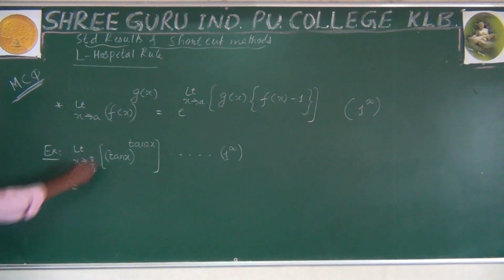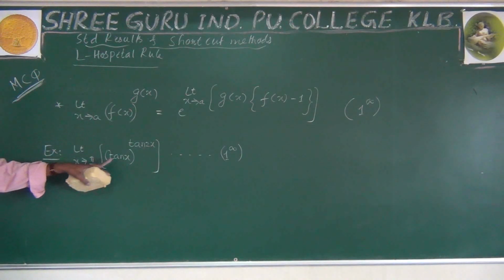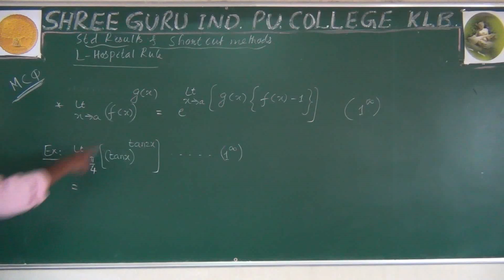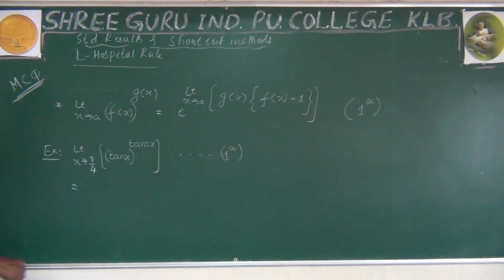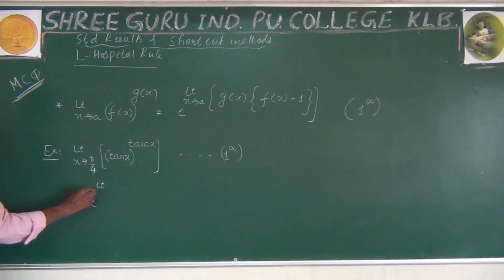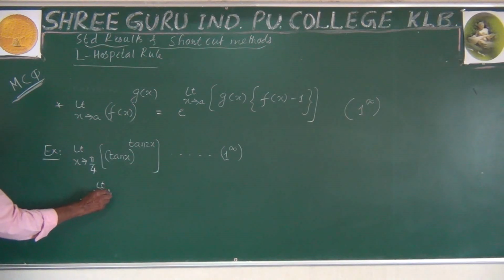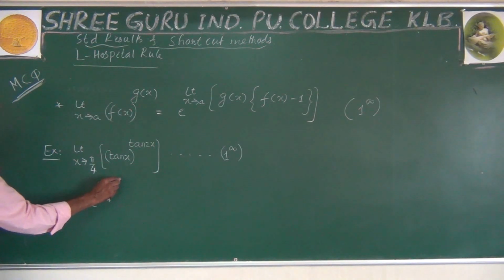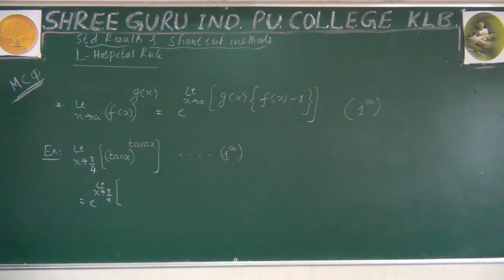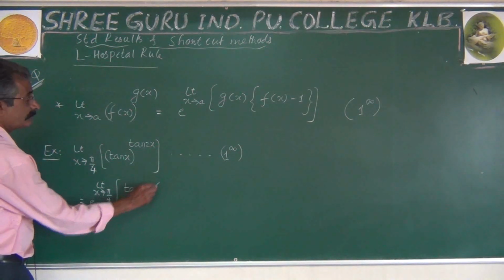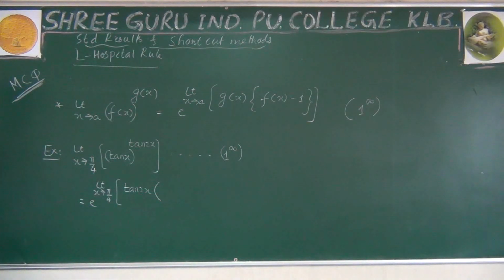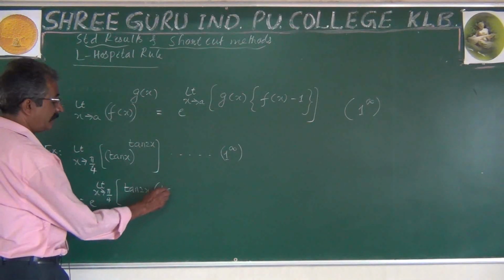Now let's apply this formula. It is just like limit of f(x) to the power of g(x). What is f(x)? Tan x. What is g(x)? Tan 2x. Using that formula, it is equal to e power limit as x tends to pi by 4 of g(x), which is tan 2x, into bracket f(x) minus 1, which means tan x minus 1.